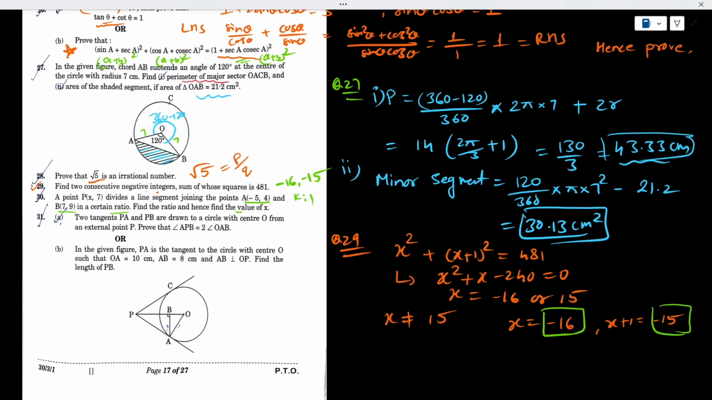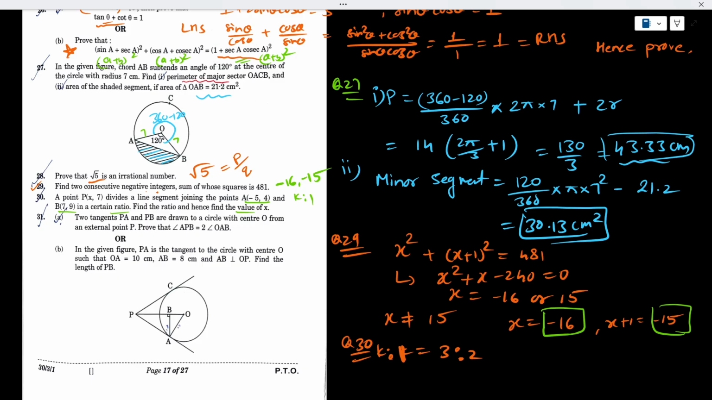Find the ratio and hence find out the value of x. This is the direct question. You have done so many questions of this kind in your exercise, so I am sharing the answer here. The ratio must be 3 is to 2. K is to 1 is going to be 3 is to 2.